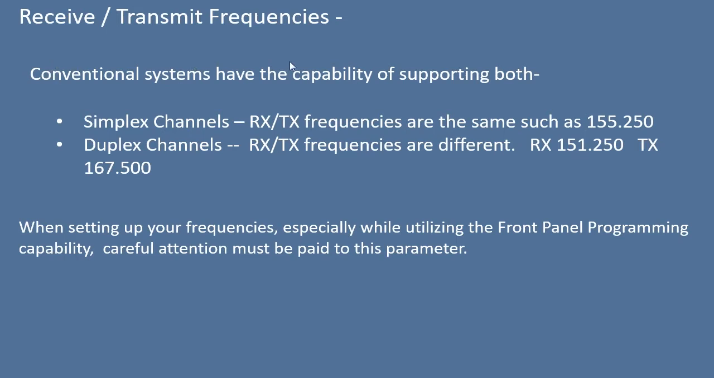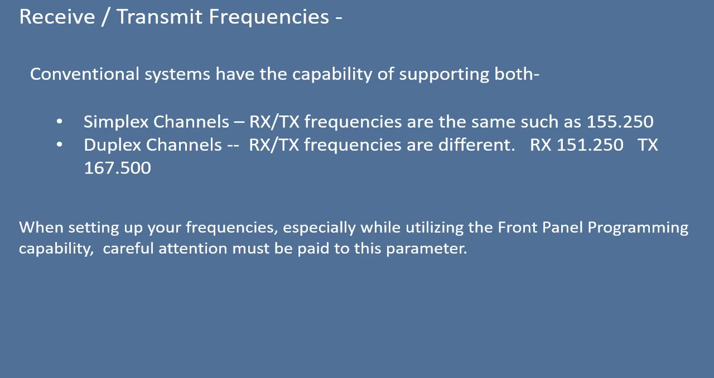Conventional systems have two different kinds of channels. They have simplex channels and duplex channels. A simplex channel means our receive and our transmit frequency is the same. So in this case, 155.250, we're going to both transmit on that frequency and receive on that frequency. So if the frequency is busy, we have to wait. We can't step on people. The receiver cannot transmit and receive at the same time.